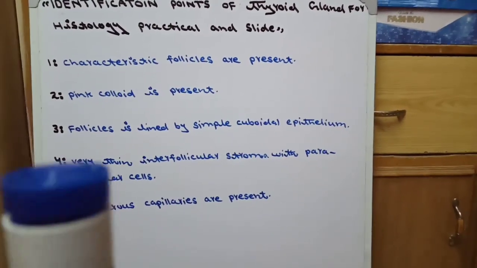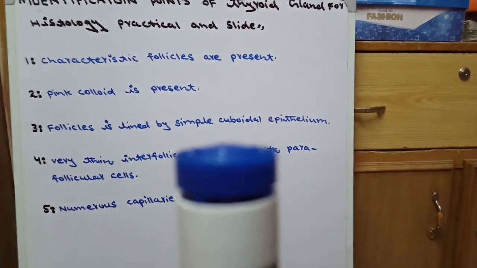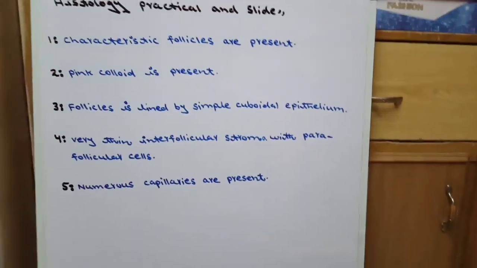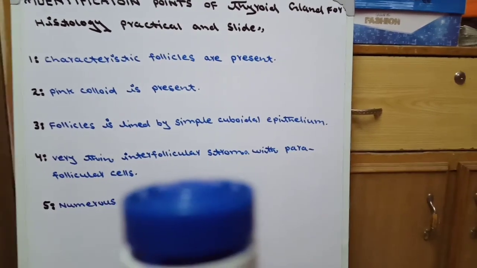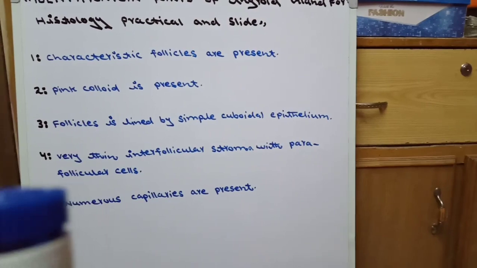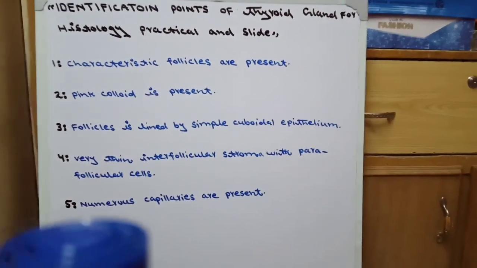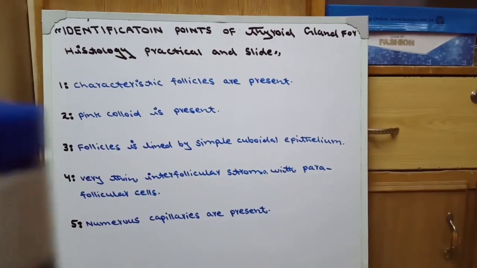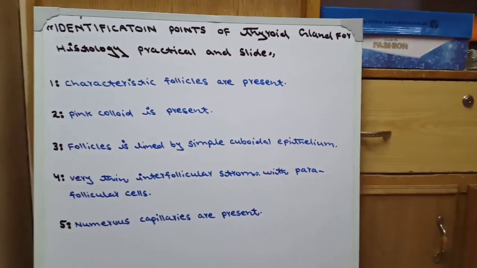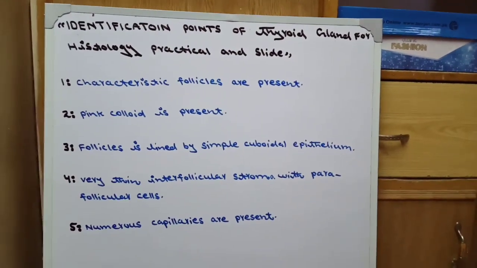Number 3, follicle is lined by simple cuboidal epithelium. Number 4, very thin interfollicular stroma with parafollicular cells. Number 5, numerous capillaries are present. These 5 are the identification points of thyroid gland for histology practical and slide.